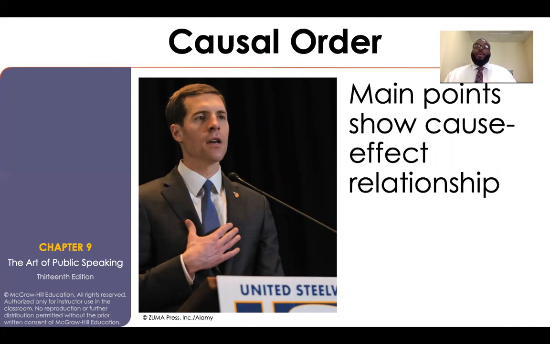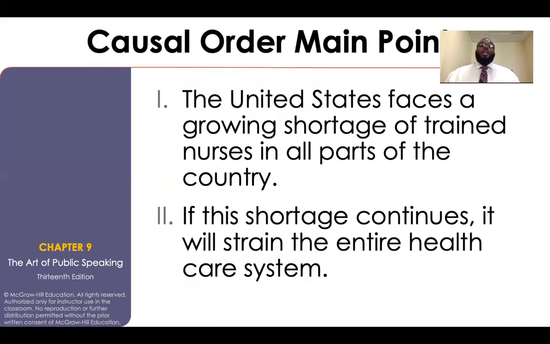Anytime that you have main points and you can put the word subsequently between those two main points, then more than likely you are using a causal or cause and effect order. Here's an example. The United States faces a growing shortage of trained nurses in all parts of the country. If this shortage continues, it will strain the entire healthcare system. Another example might be, as a result of the increased use of motor vehicles in the United States, the depletion of the ozone layer has drastically increased.